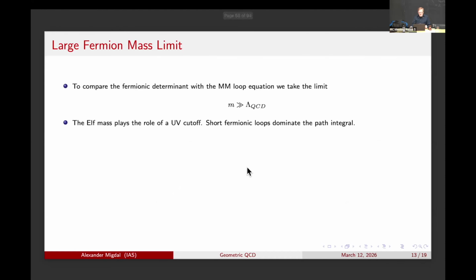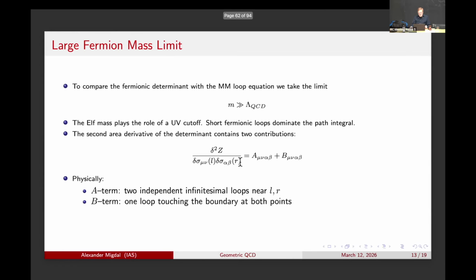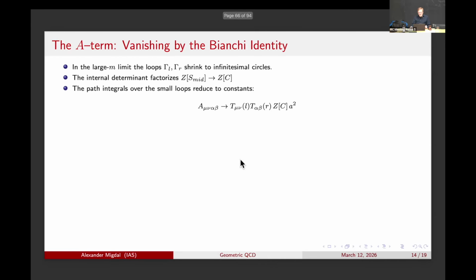So if mass is large, we have two terms. I call them A and B. Now, what we have in the loop equation is actually the integral of the second area derivative with respect to the second point. Let me show you what we actually have.